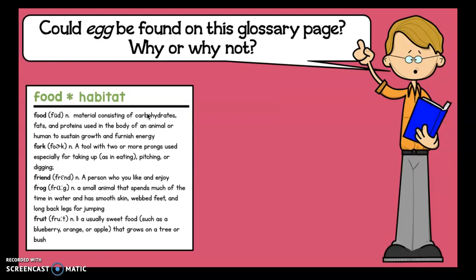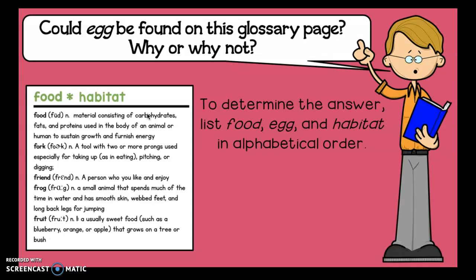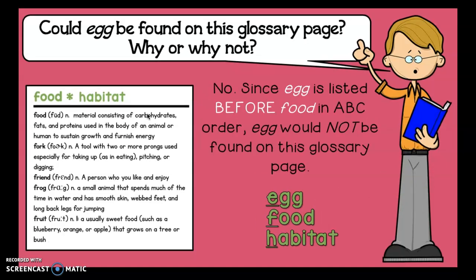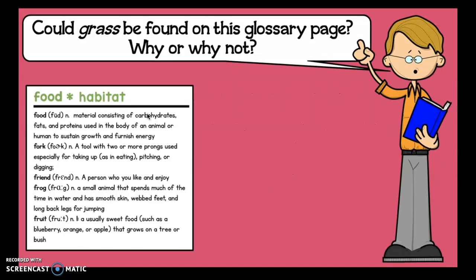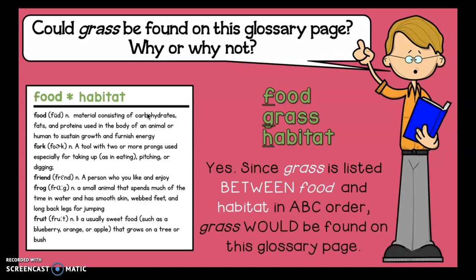Now, would egg be found on this glossary page? Well, we know that it goes in alphabetical order, so let's determine the alphabet. E comes before F. So no, egg would not be on this page because it starts with the letter F. Now, grass. Would grass be on here? Let's look. We got from food to habitat, so we have F, G, H. Yes, G falls between F and H. So yes, we could find the word grass between food and habitat in ABC order.